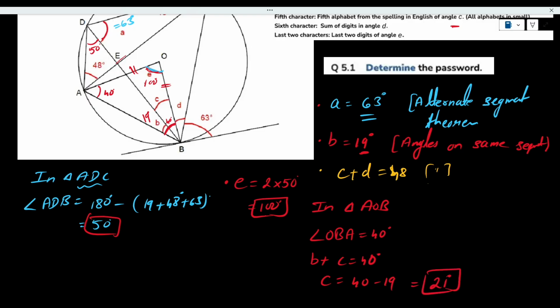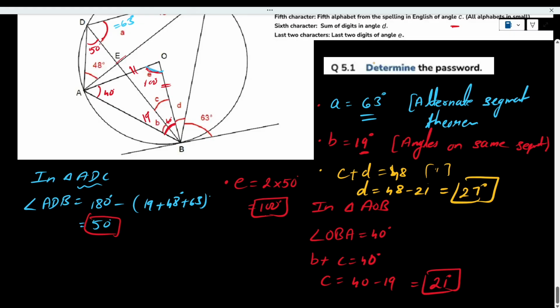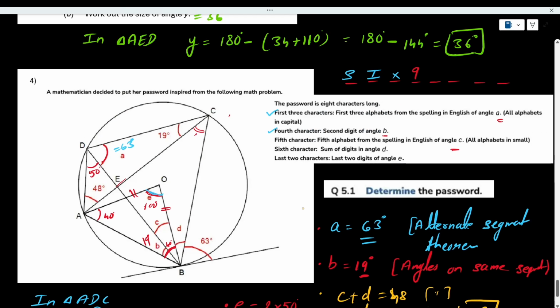Right here. Then C, once you get it, you can find out D also. So D will be 48 minus 21, which is going to be 27 degrees. Right. After that, we are left with E also, we got it here. I think so. We got all the unknown angles.